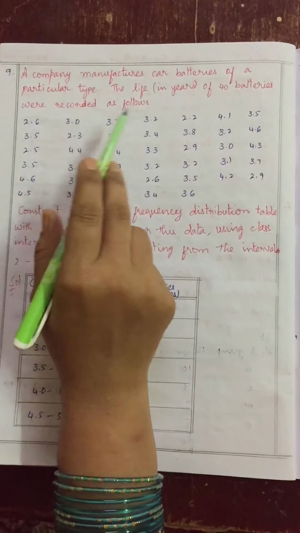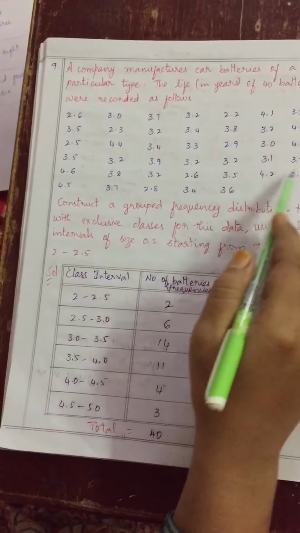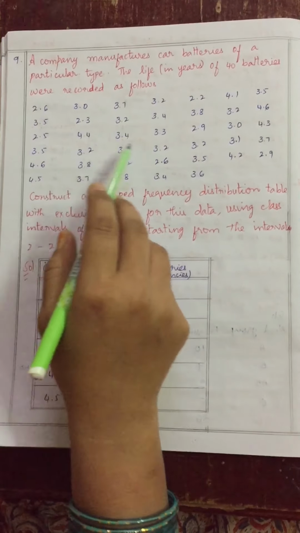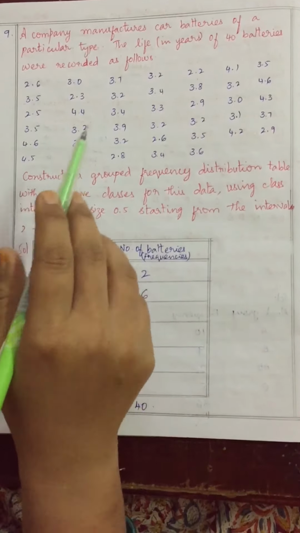Construct a group frequency distribution table with exclusive classes for this data using class intervals of size 0.5 starting from the interval 2 to 2.5. See here, the smallest number is 2.2. So he said start with 2. We should start with a number less than that. 2.2 is the smallest number in this observation, so 2.1 we don't want to take. 2.0, only 2 you can say.